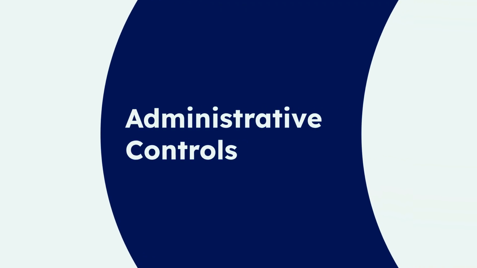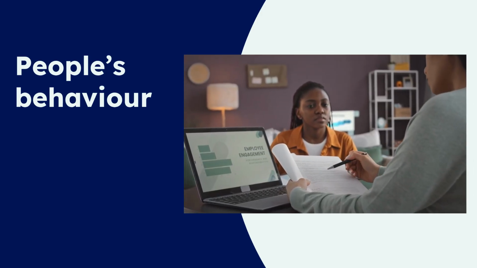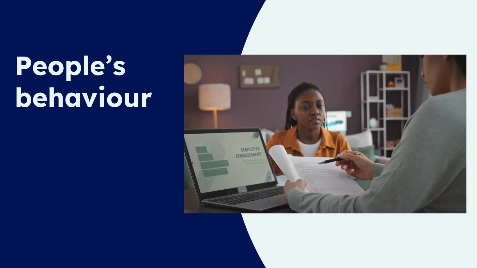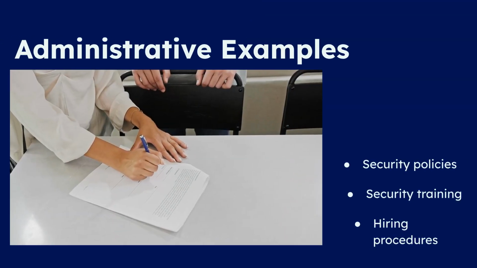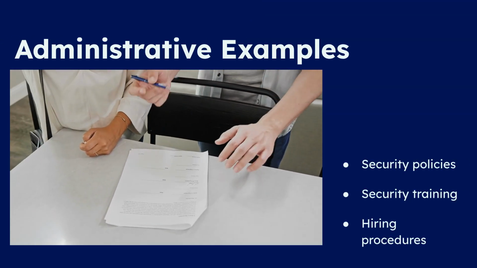Administrative controls, also known as managerial controls, are human controls. These focus on people's behavior, telling them what they should and shouldn't do. Examples include security policies, security training, and hiring and firing procedures.